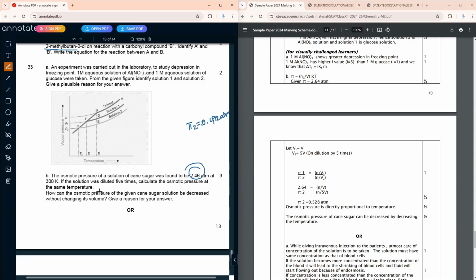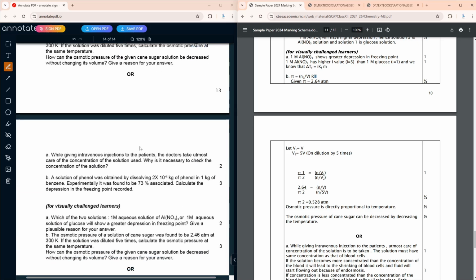Okay, now how can osmotic pressure of a given cane sugar solution be decreased without changing its volume? So essentially what we want is to change the osmotic pressure, but we don't want to change the volume. If volume is going to stay constant, then obviously the value of n, that is number of moles, is also going to be constant. So the only thing you can do is change the temperature. The osmotic pressure is directly proportional to temperature, so it can be decreased when you decrease the temperature.